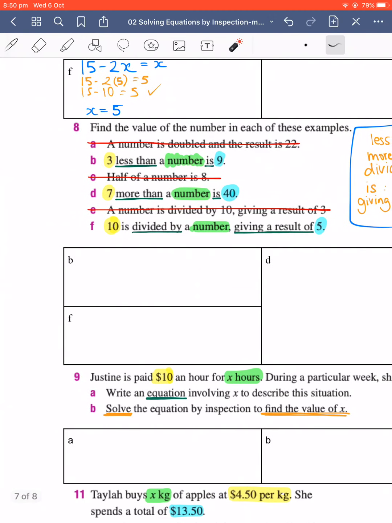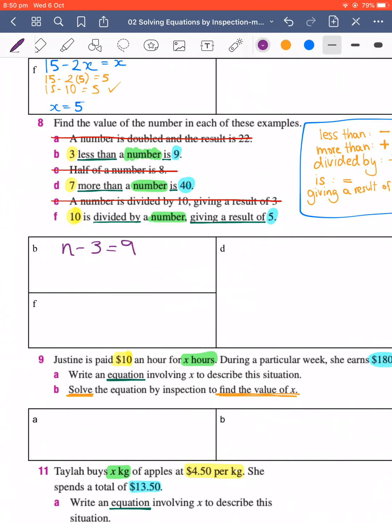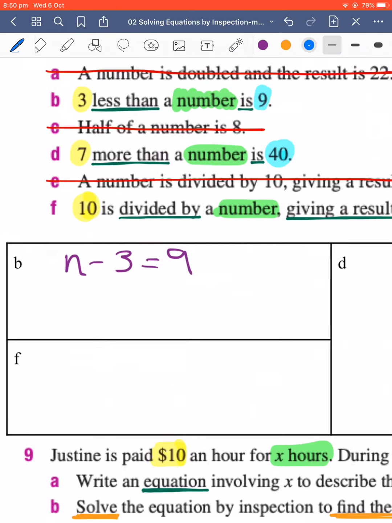So we've got the two that we're doing here. 3 less than a number. Let's say for all of these, my number is going to be x. So 3 less than a number, so I've got my number minus 3, because less than is minus, is 9. And it says that I want to actually find the value for each of these. So I need to find out what my number is. I'm going to just represent it as n, my apologies. And let's actually have a go at finding it.